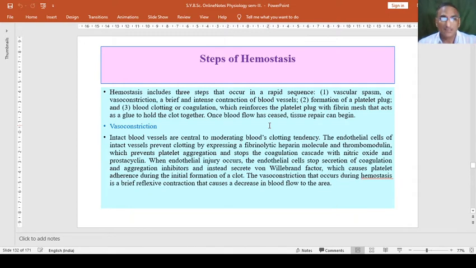During that, we will see the first step is hemostasis. Actually, we have seen in the previous lecture that hemostasis includes three steps. First is vascular spasm or vasoconstriction, a brief and intense constriction of blood vessels. Second, formation of the platelet plug, and third, blood clotting or coagulation.